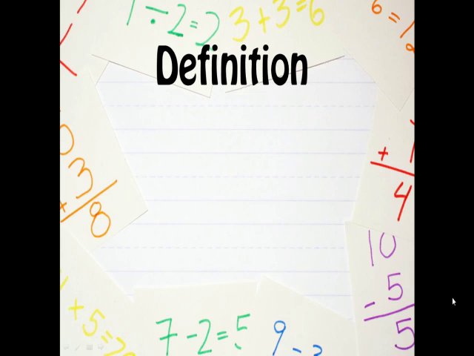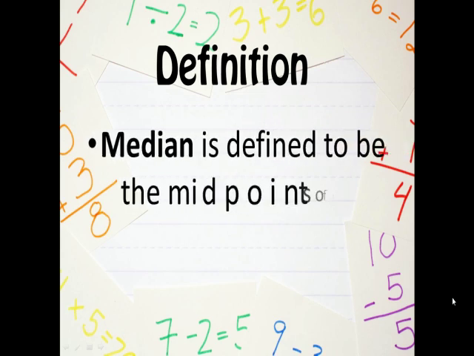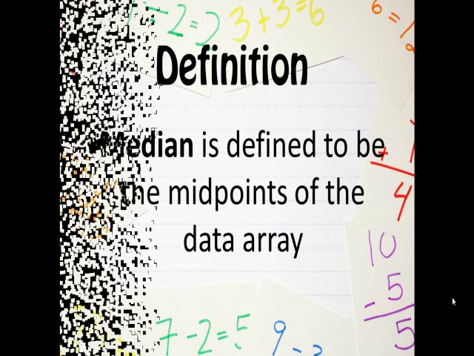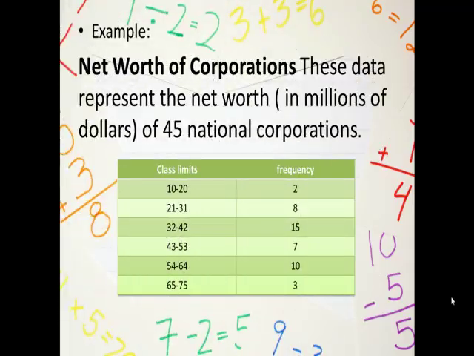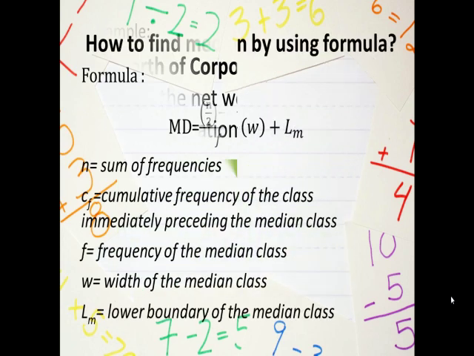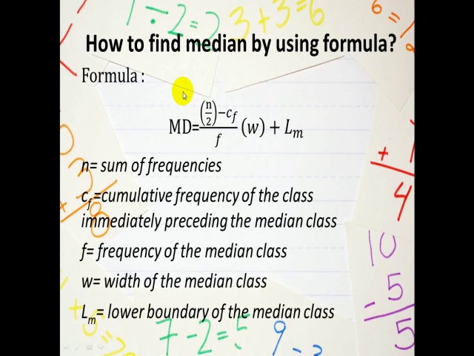Now we move to median. Median is defined to be the midpoint of the data array. We try to find the median for the question in the previous example. How to find the median? By using the formula. The formula is given as follows, where n is the sum of frequencies, Cf is the cumulative frequency of the class immediately preceding the median class, f is the frequency of the median class, w is the width of the median class, and lm is the lower boundary of the median class.